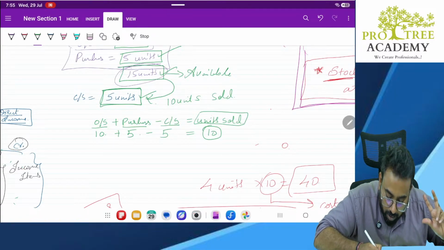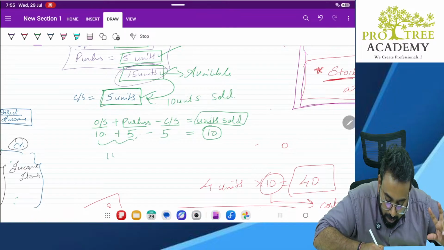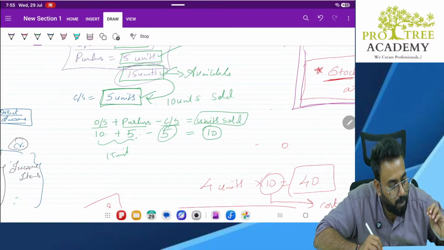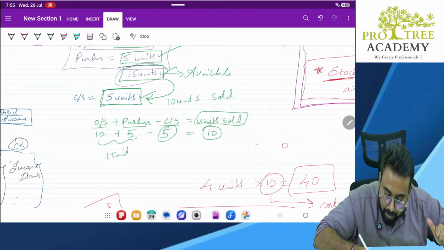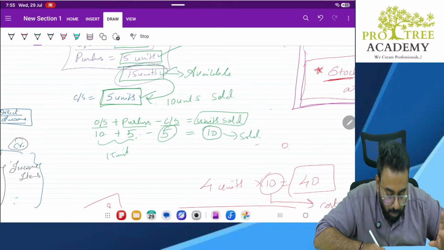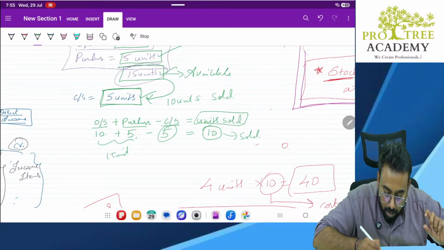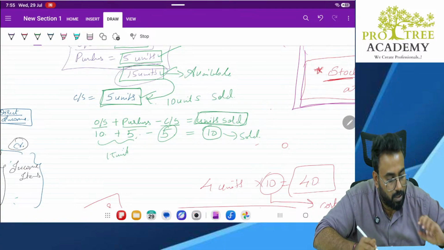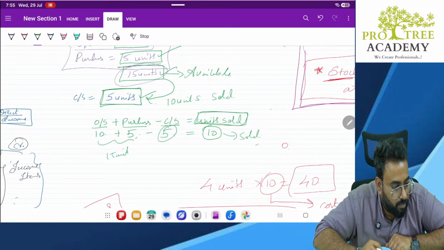10 was opening stock, 5 was your purchase. Total how many units? You should have 15 units. But how many units are you present with? Only 5 units. That means what happened to the remaining? Sold. So can you put it in a formula? Yes, sir. Opening stock plus purchases minus closing stock will give you units sold. Yes or no? Yes.